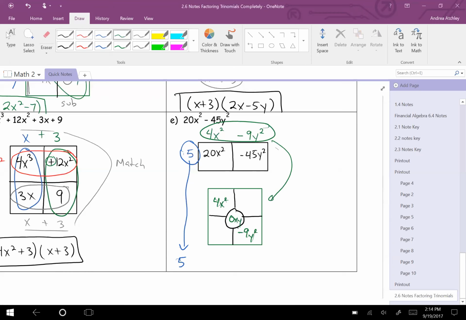Then I'm going to see what they can multiply to. Esteban, what can 4x squared multiply? What multiplies to 4x squared? Okay, so I'm going to have 2x and 2x here. Harrison, what multiplies to 9? 3 and it has a y, so 3y and 3y.